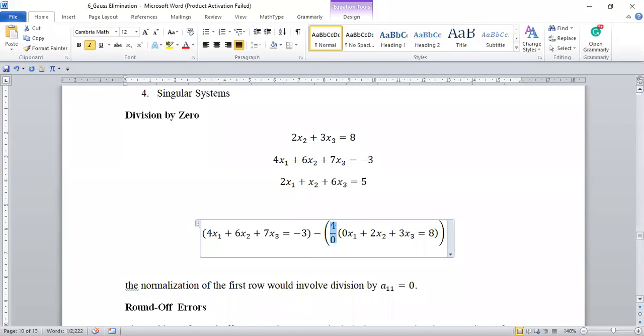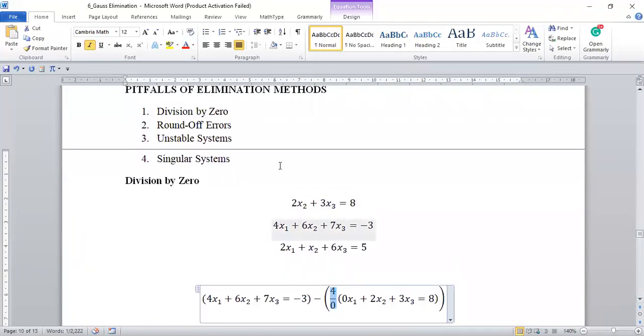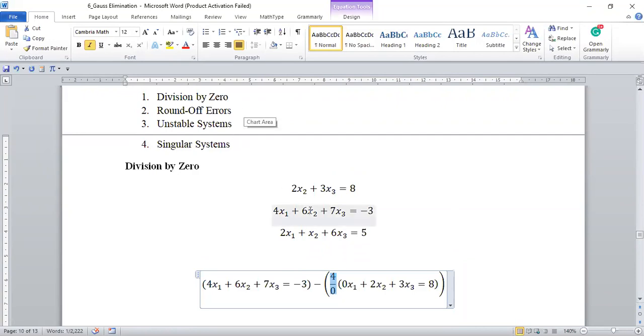So how are you going to do it? That's one of the pitfalls of the Gauss elimination. We are still going to talk later about how to solve it, how to go about it if you are given this kind of question.